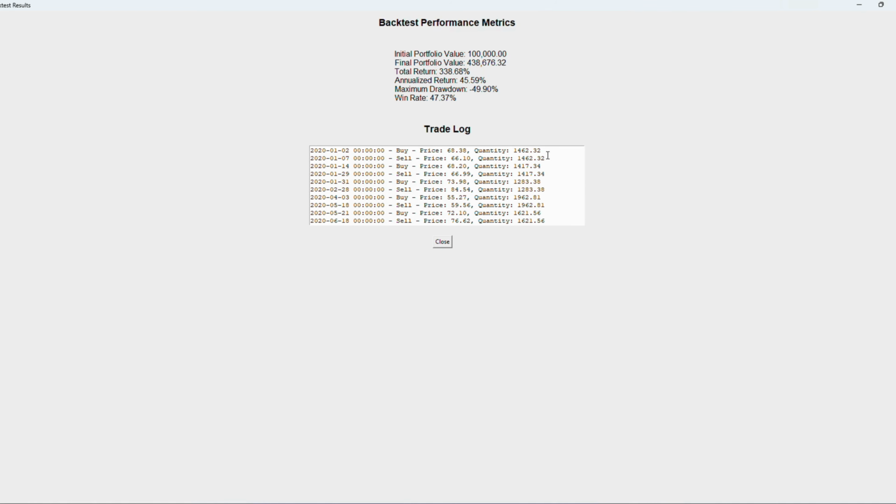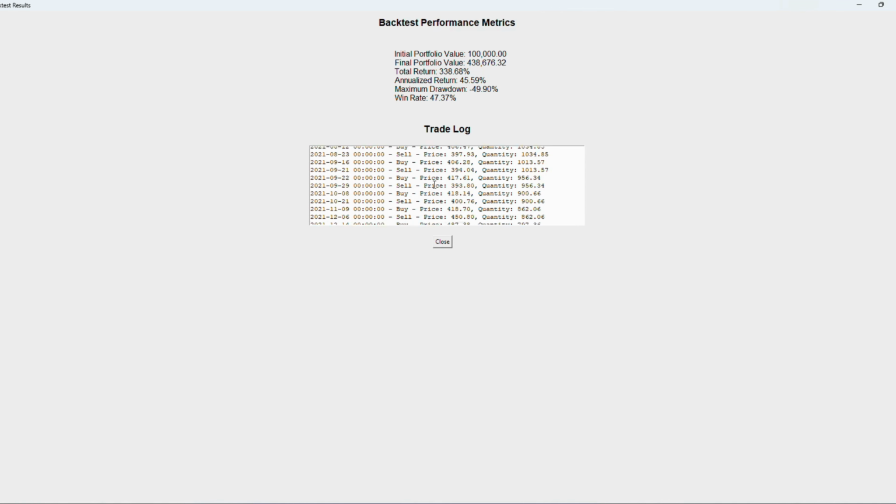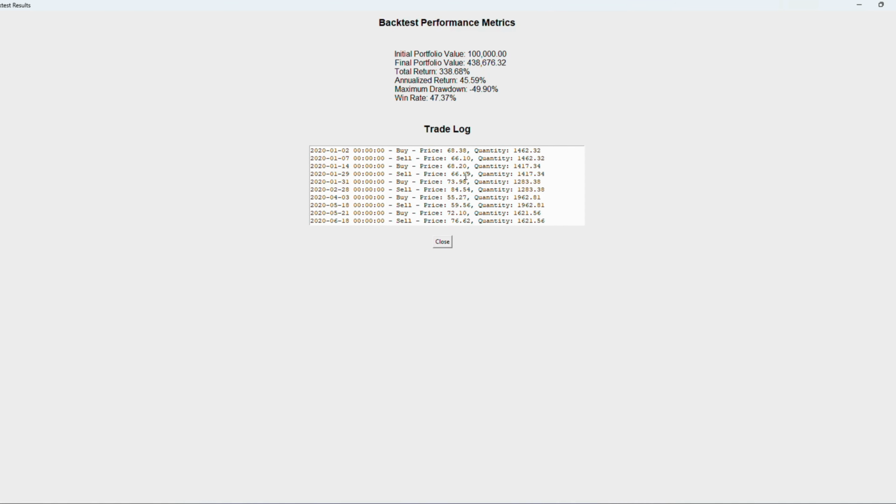On January 2nd, 2020, a buy was executed at 68.38 Indian rupees for 1,462.32 units. This was sold 5 days later at 66.10 Indian rupees, slightly lower, for the same quantity, a small loss. The process repeats with multiple buys and sells, adjusting the quantity based on available capital and the stock price. You can observe that the strategy consistently enters and exits trades based on signals, likely from the MACD indicator.